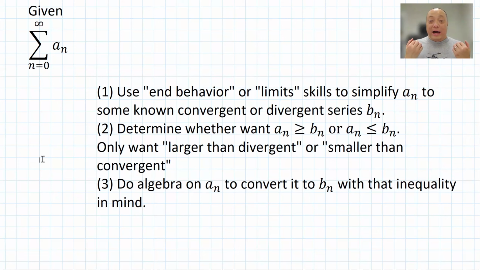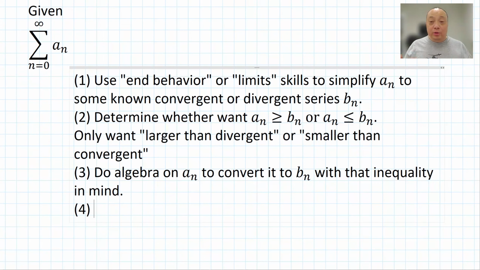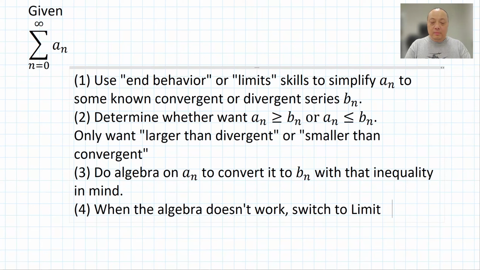And number 3 is we're going to do algebra on the a sub n to convert it to the b sub n with that inequality in mind. If we decide we want a less than symbol, then make sure you always do it in such a way that this one is less than that one, less than that one. Don't go in the wrong direction. Now, the problem is sometimes it doesn't work. Then what happens when it doesn't work? Now comes step 4, which I will write down, but I won't do in this video. When that algebra doesn't quite work, switch to the limit comparison test. In fact, that's pretty much the purpose of the limit comparison test, to free you from the strict inequality situation of the direct comparison test. All right, but this video is about the direct comparison test, so I'm going to stop here.